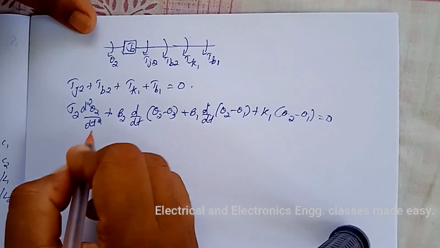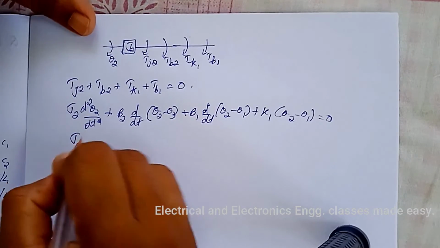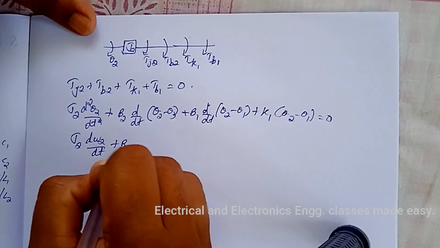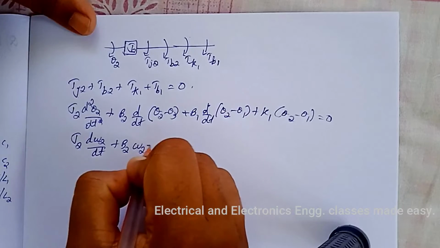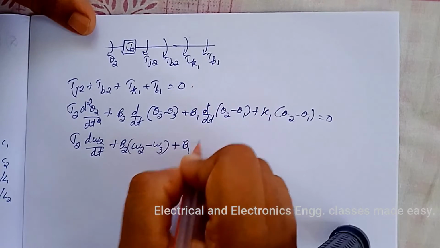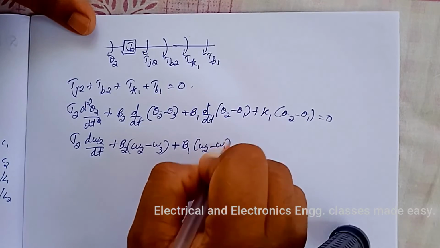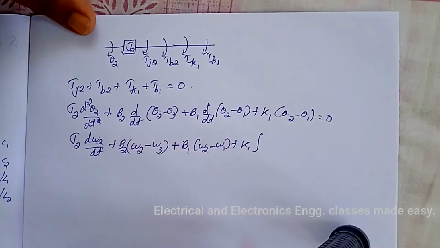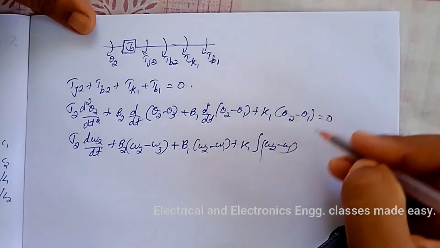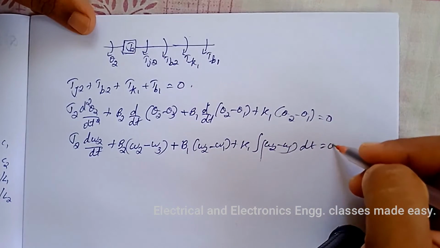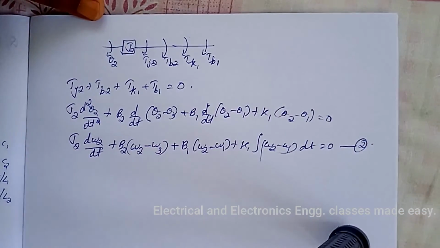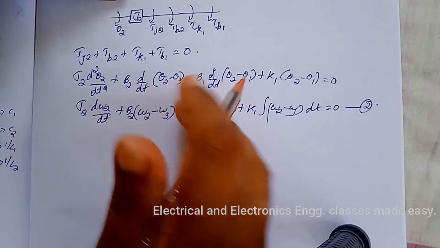And here we can write J2 into d omega 2 divided by dt plus B2 into omega 2 minus omega 3, then plus B1 into omega 2 minus omega 1 plus K1 integral omega 2 minus omega 1 dt equal to 0. So this is equation 2. Now we can draw the free body diagram of J3.